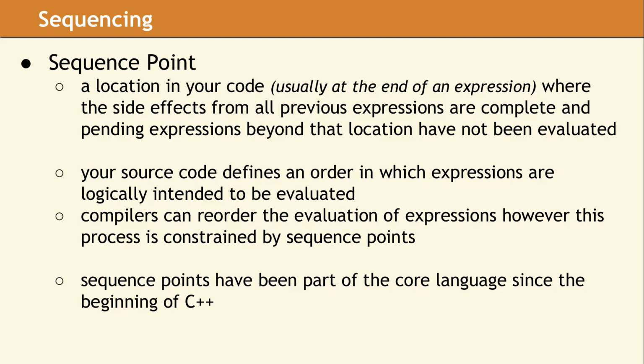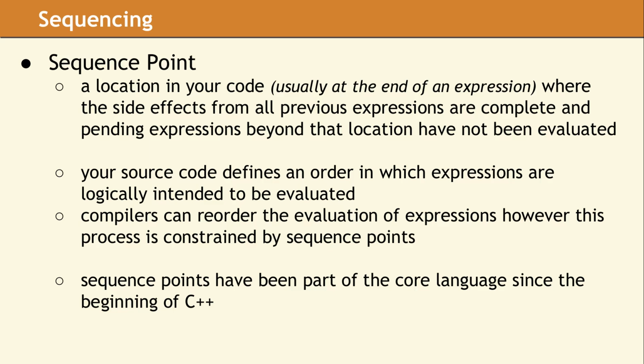The C++ language has contained the idea of a sequence point since the very beginning. A sequence point is nothing more than a defined location in your code where all the side effects from the previous expressions are complete and subsequent expressions have not yet started to be evaluated. As we mentioned before, the compiler is allowed to reorder the execution of expressions as long as the meaning of the code is not altered.